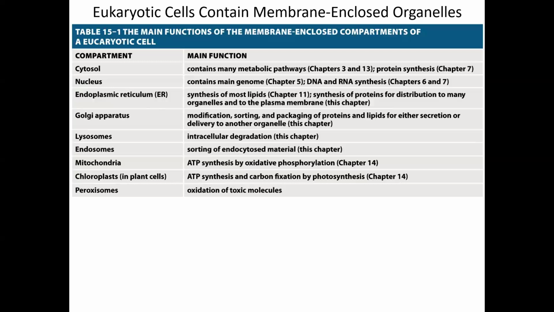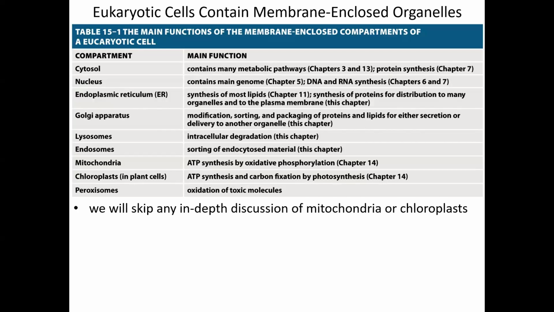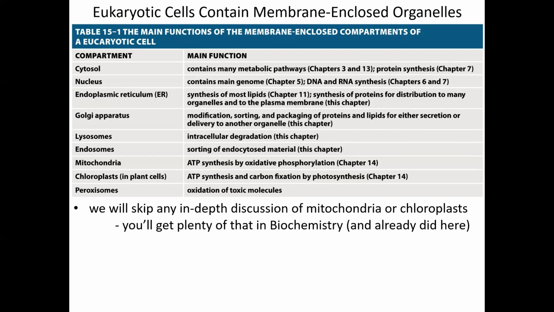So table 15.1 in your textbook just lists the organelles and a brief description of their main function. You know all this. You've been probably hearing about this stuff for a while, but it's there for you if you want to refer to it. We're going to skip any in-depth discussion on the mitochondria and chloroplast. Lord knows we went plenty into the mitochondria in the first half of the course. Right? We talked all about cellular respiration. That's purely mitochondrial function. And we're not going to talk about photosynthesis in this class. You'll get that from other classes if and when you need it for your curriculum.